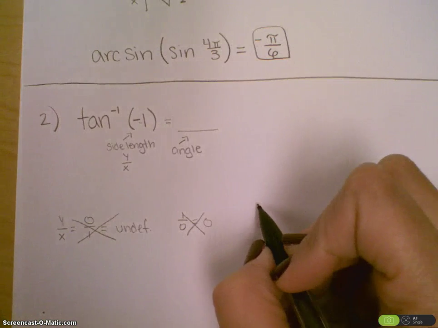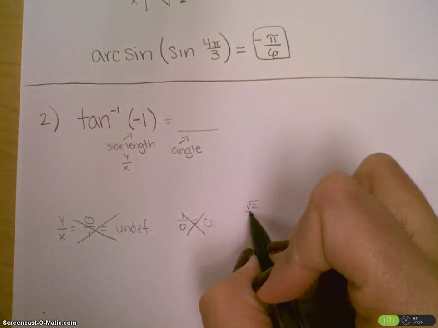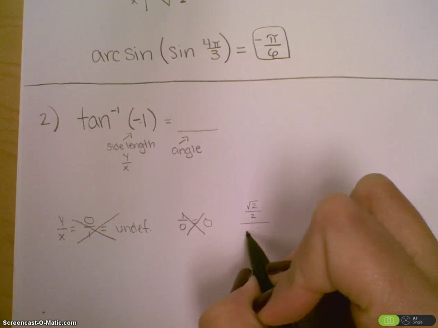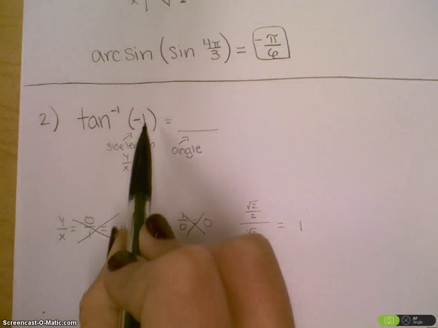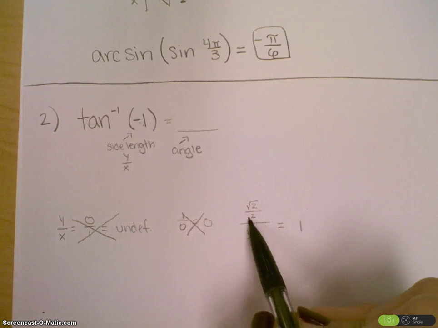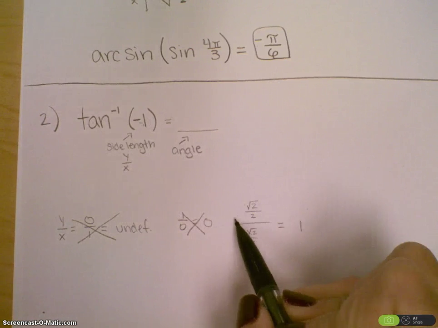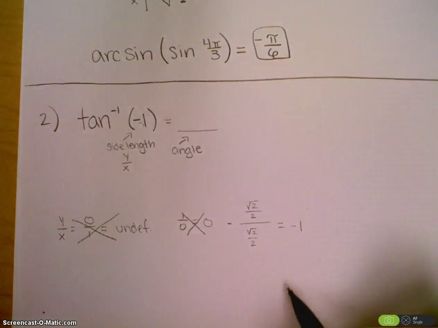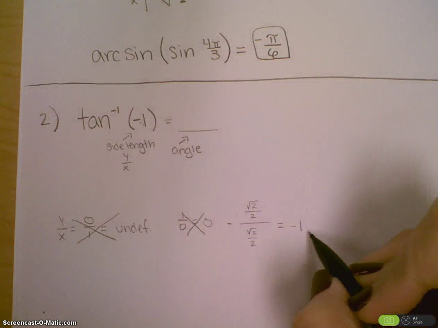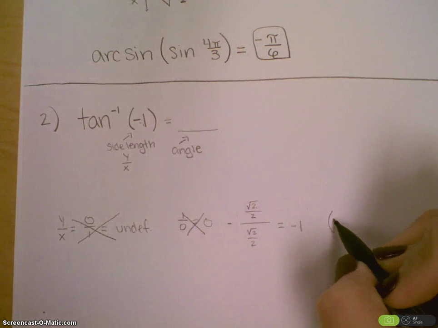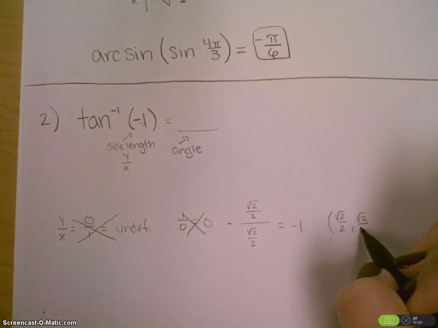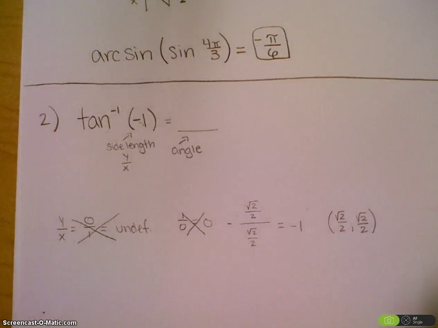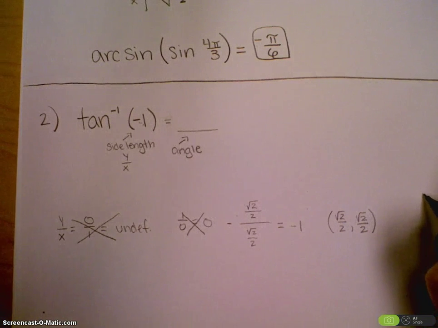The correct result would have been square root of 2 over 2 divided by square root of 2 over 2. That gives us 1. We are looking for negative 1, which means one of these has to be negative in order to have negative 1 as a result. The point square root 2 over 2, comma square root 2 over 2 is then the point we are looking for on our unit circle.